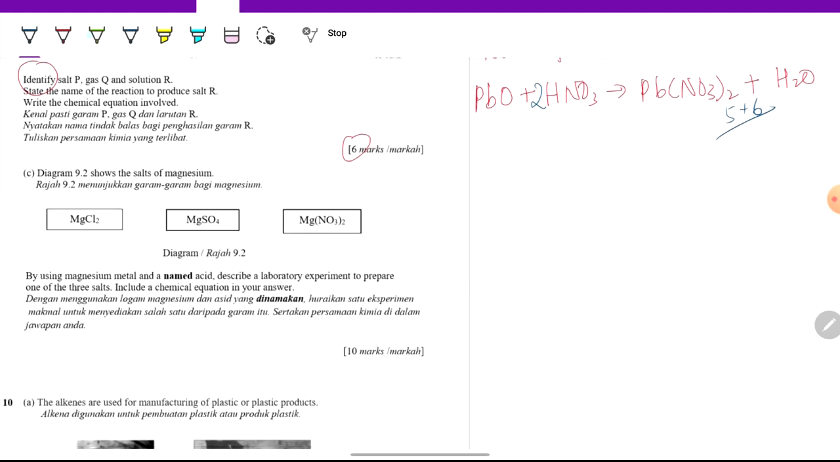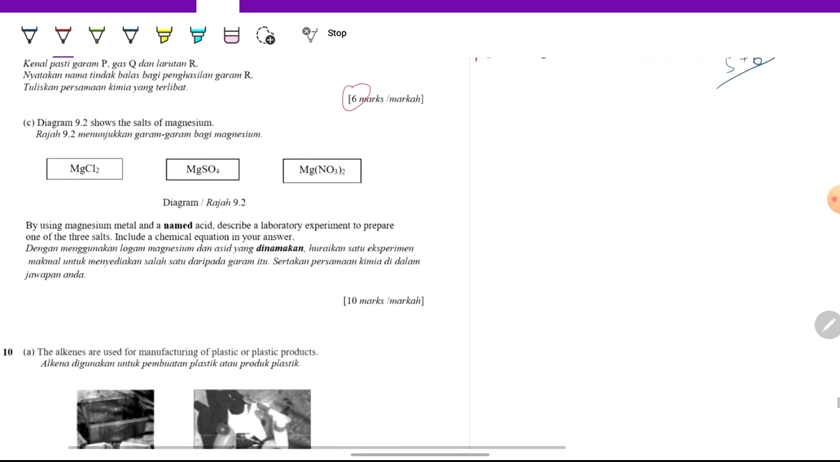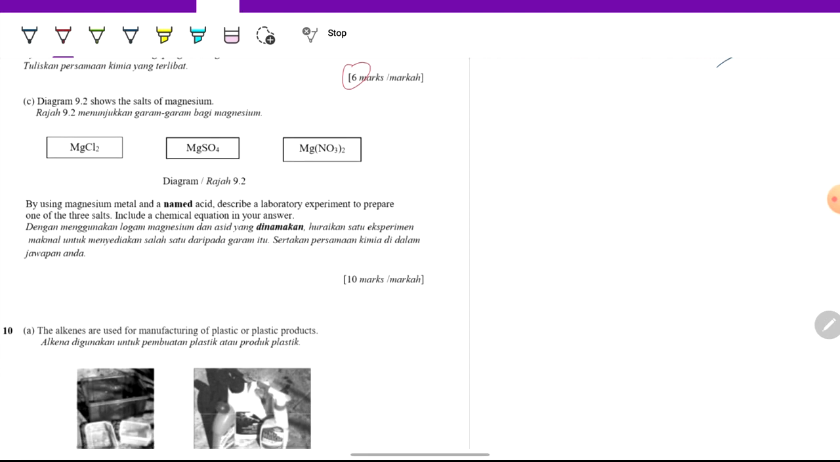Okay, next C. Diagram shows the salts of magnesium, so magnesium chloride, magnesium sulfate, and magnesium nitrate. By using the magnesium metal and the named acid, describe a laboratory experiment to prepare one of the 3 salts. Include the chemical equation in your answer. So 10 marks. Okay, this one actually needs more explanation. So you can choose any one of these.